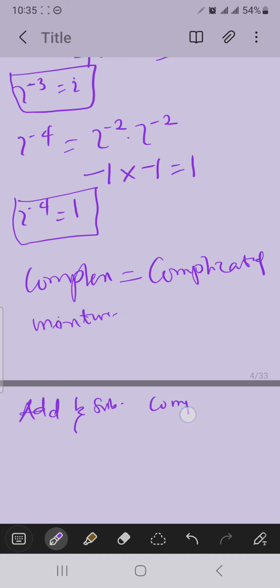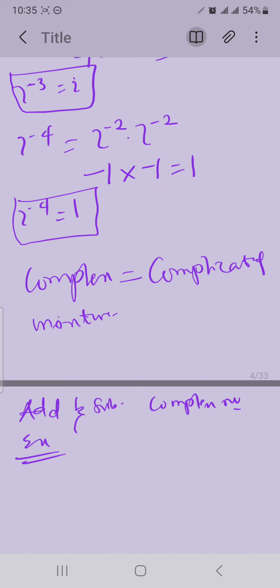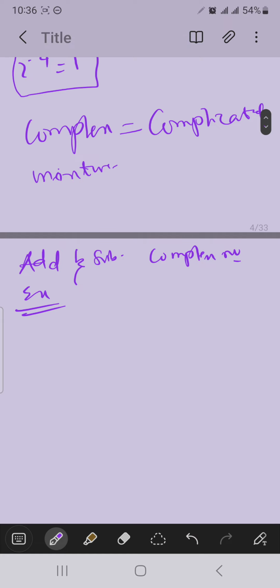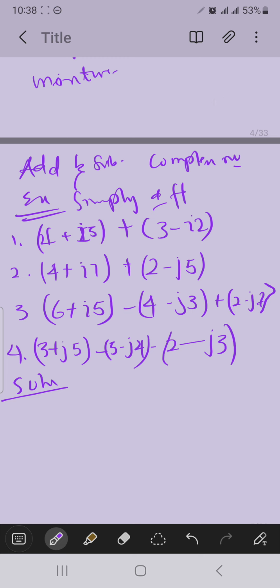Now let's go to the addition and subtraction of complex numbers. When we add and subtract complex numbers, let me give examples. Let me just use an example to explain all this. Let me pause this so that it will not consume more space. These are the questions that you are supposed to solve.